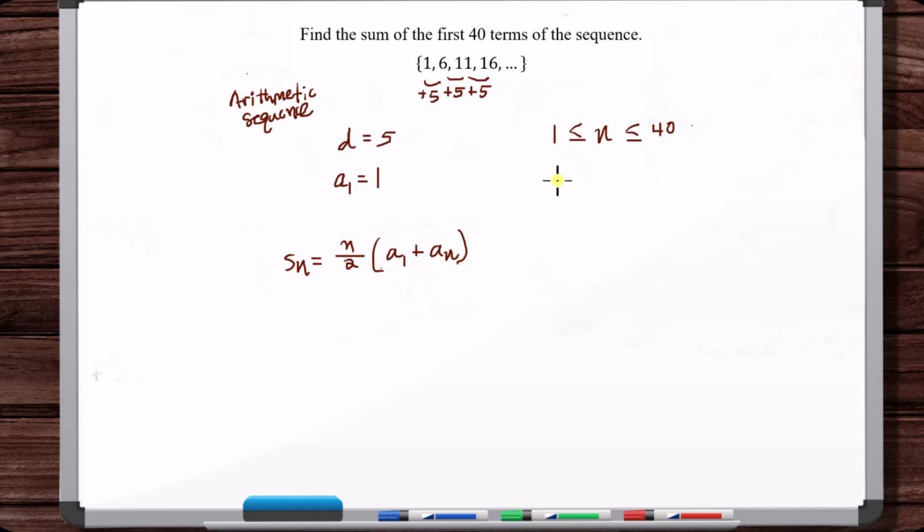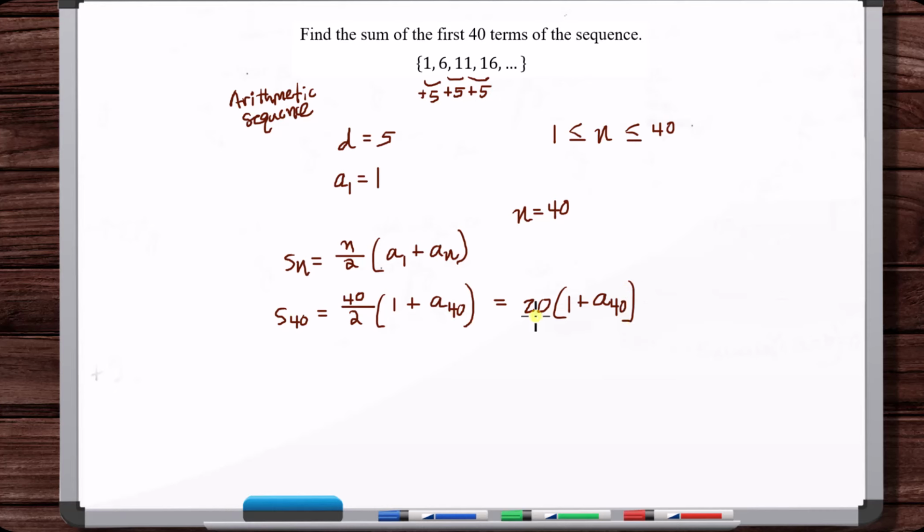In this formula, we're going to have n equal to 40. So S of 40 is equal to 40 divided by 2, times a sub 1, which is equal to 1. And now we just need this a sub 40, right?